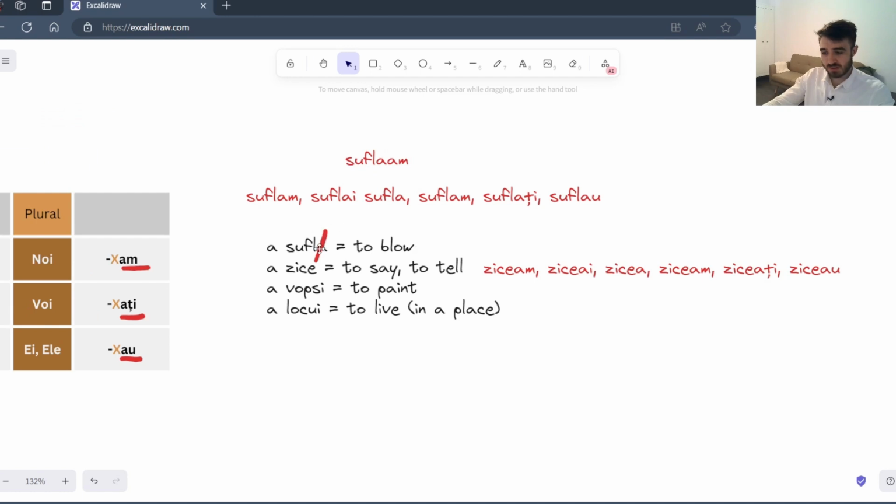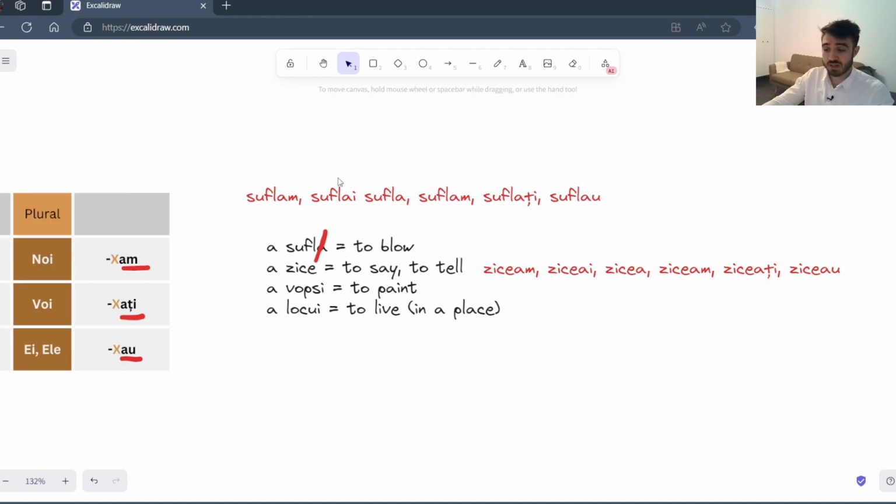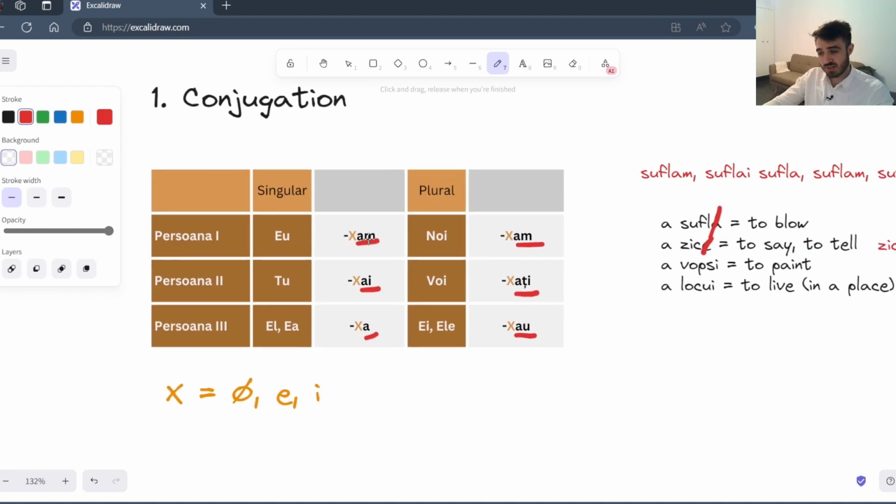You will not add "am" to the ending as you do here. So it's a slightly different rule. Obviously, double a's don't exist in Romanian, and double vowels, apart from a couple of them, don't exist in Romanian. Only double i's and double u's exist in Romanian, and double u's are very, very rare. So ziceam is zice, cut the ending here, and then you add the ending, which is eam in this instance.